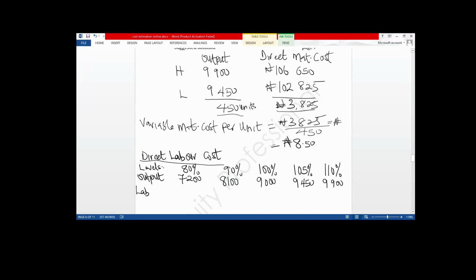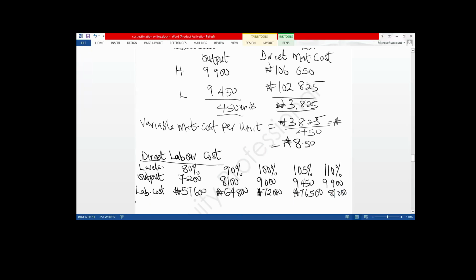Now, our labor cost in total, can you supply, please? 57,600. 64,800. 72,000. 76,500. And 81,000 naira.